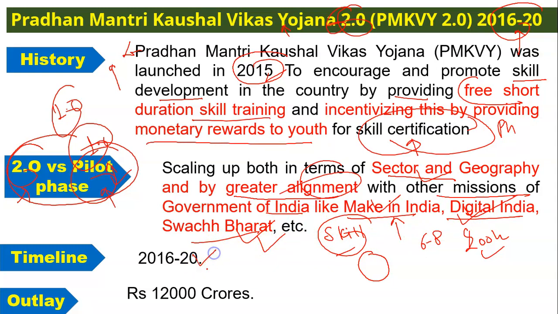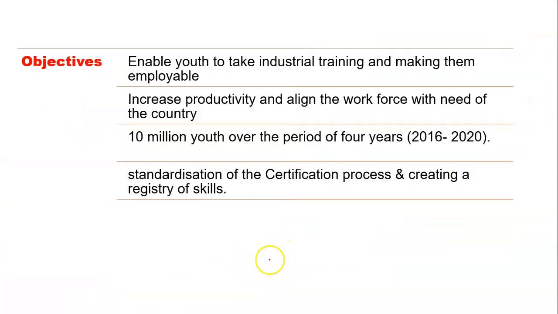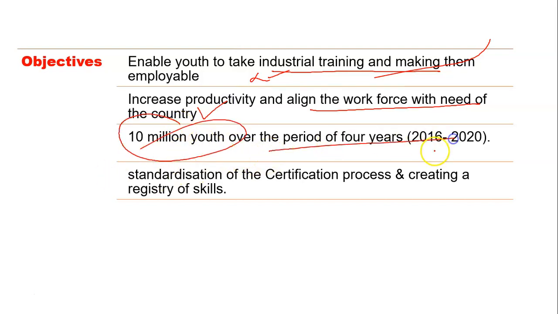I have already told you the timeline of this scheme. This is 2016 to 2020, and the outlay the government has given for this scheme is 12,000 crore. Now, what are the objectives? The main objective of this scheme is to enable youth to take industrial training and make them employable. It will increase productivity and align the workforce with the needs of the country. Very important. And their target is 10 million youth over the period of 4 years, that is 2016 to 2020. They will also standardize the certification process and create a registry of skills.